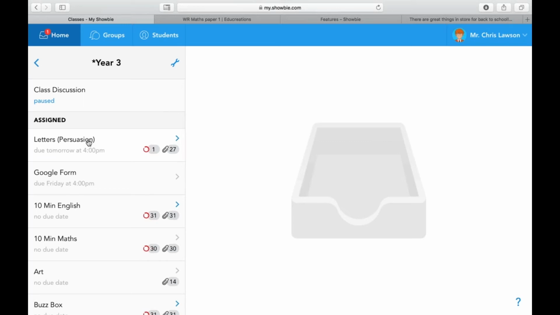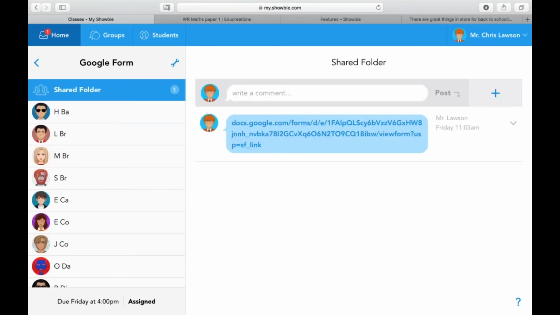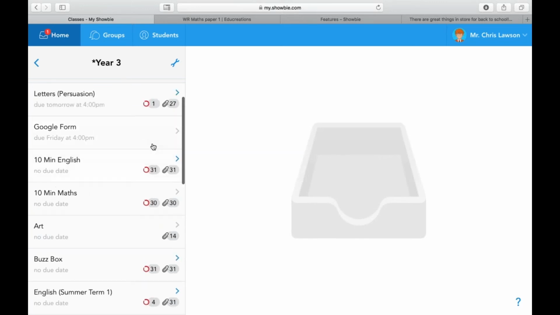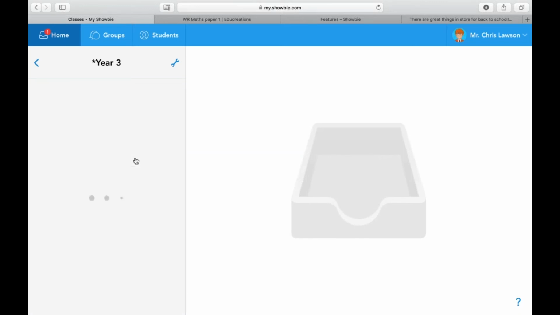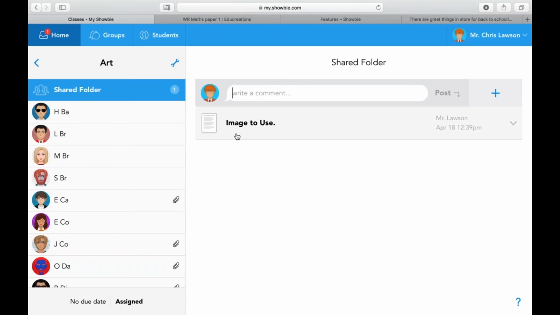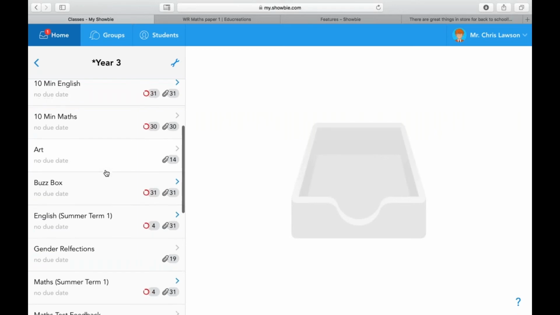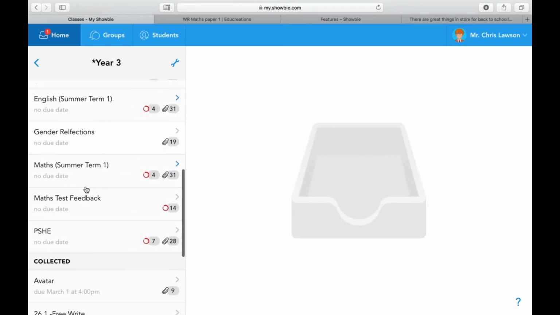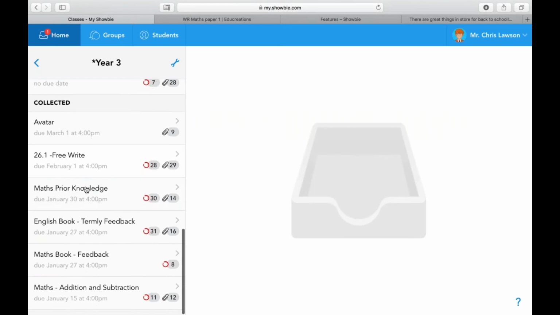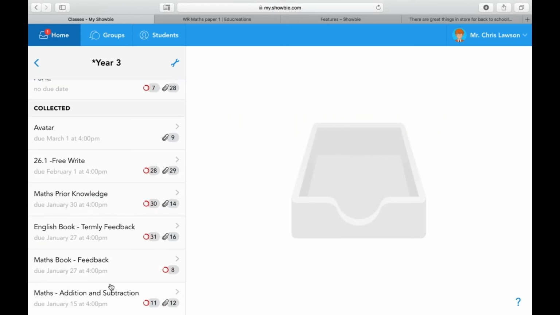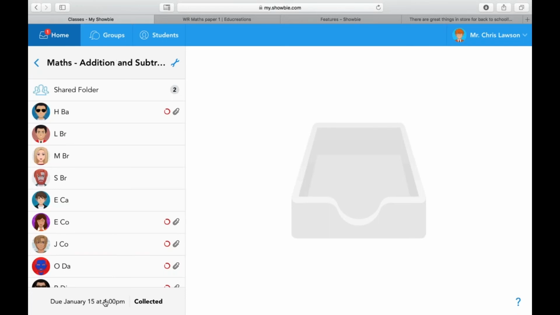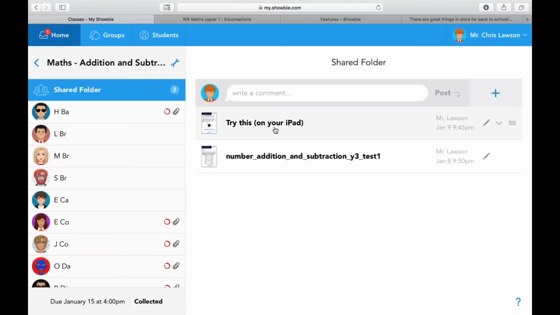So here I have different tasks. This is an English task, for example. This is where I wanted the children to fill in a Google form, so I just sent them the link for that. There's some little work tasks there. This was an art lesson where I just posted some images. At the moment, the iPads went a couple of weeks ago, waiting for the new ones, so there's probably not as much on here. But if I go back, you can see maths book feedback in January, addition and subtraction. I think that's a test. Trying it on your iPad, things here.